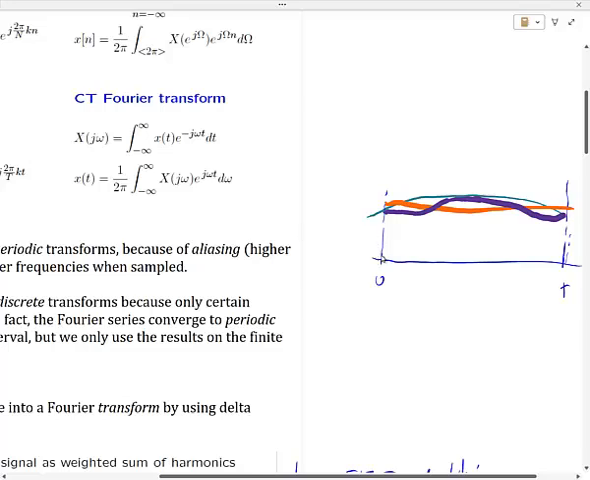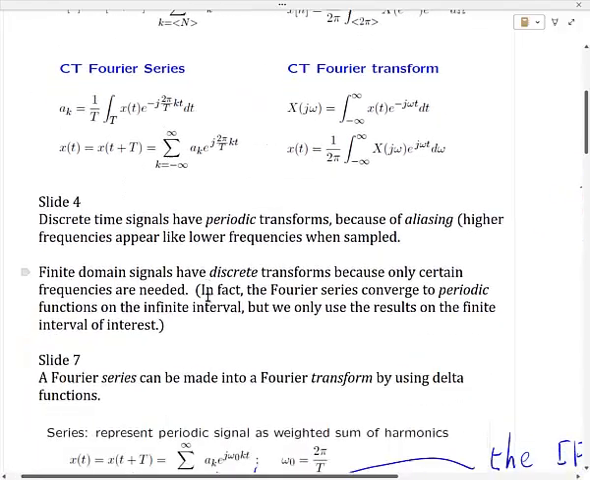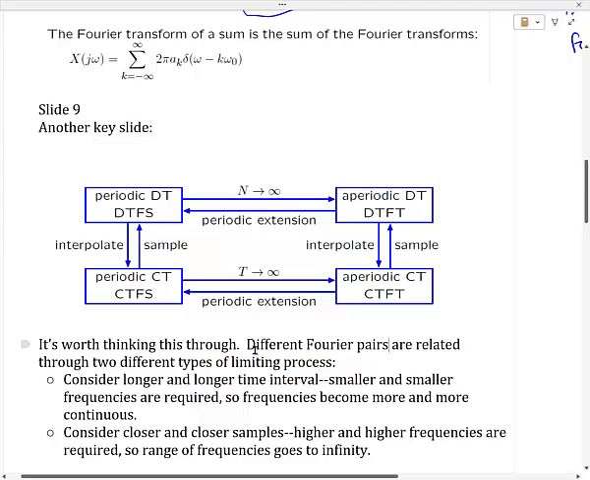Like if I have an interval that stretches across this page, then if I do something very, very slow like this, this is a full period, and I would need to include that in my Fourier series, whereas I wouldn't need to include it in the Fourier series for a shorter interval. All right, so that's one type of limiting process: longer and longer time intervals.